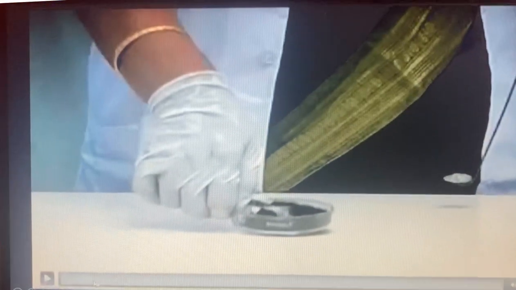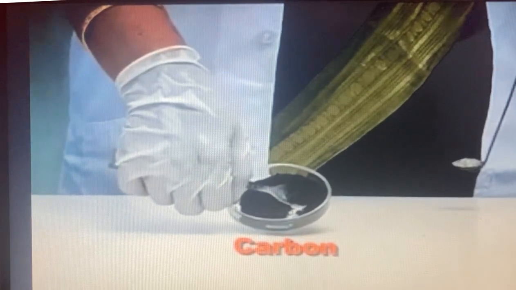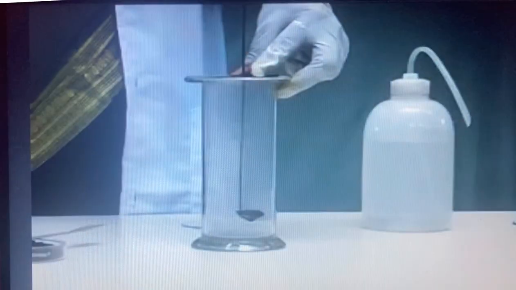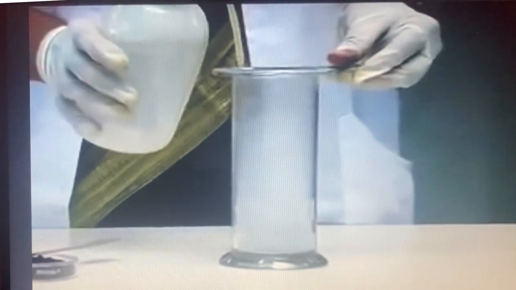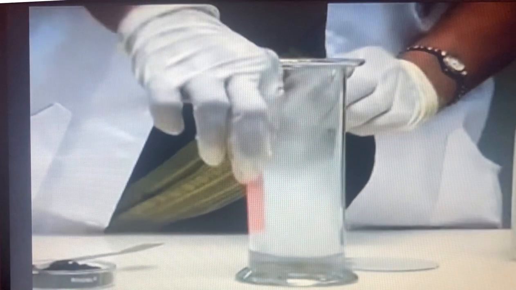You see a small video clipping about the reaction of non-metals with oxygen. See, carbon also burns in air when heated. As soon as it is heated, they introduce it into the glass jar which is filled with oxygen. So it will form carbon dioxide. After that we introduce distilled water. Carbon dioxide dissolves in the water to form carbonic acid. So this is another video about the non-metallic reaction of oxygen. You can see the acidic nature.